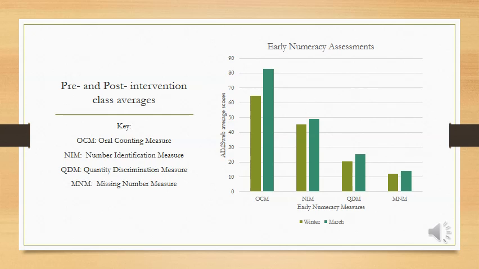They definitely either stayed the same or made great improvements in counting. For number identification, I did the same. I took an average of their winter scores and then their March scores, and that also shows improvement. Quantity discrimination shows improvement, and missing number measure also shows slight improvement. So, very happy with my overall pre and post intervention class averages, especially with the post intervention averages, and that they made some great gains.